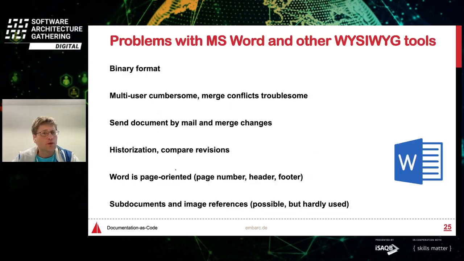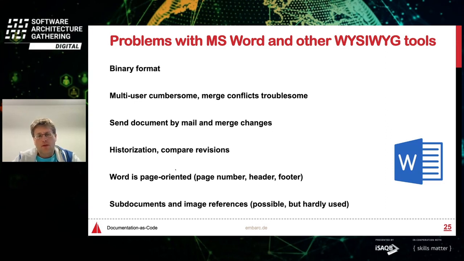What are the problems with Microsoft Word or any other what-you-see-is-what-you-get tool? It's most of the time a binary format. Word actually is now XML, but it's still a very special XML format. It's not that easy to work with many people on the same document. You have to merge conflicts, which makes some trouble.